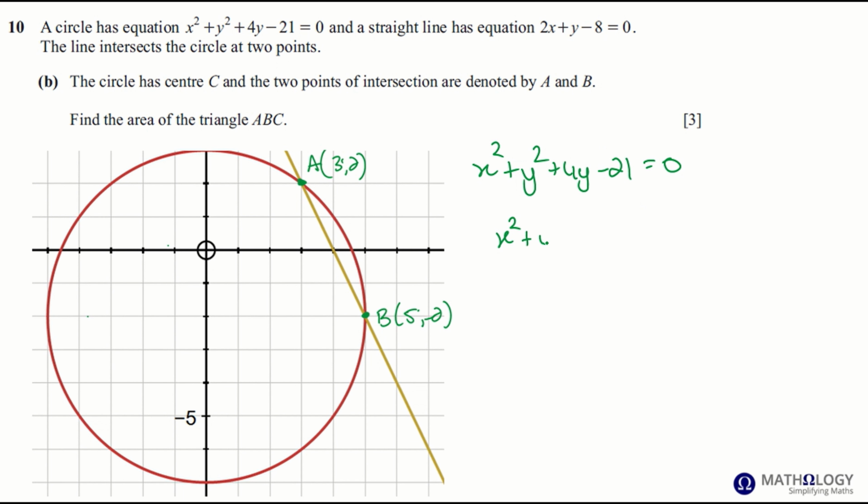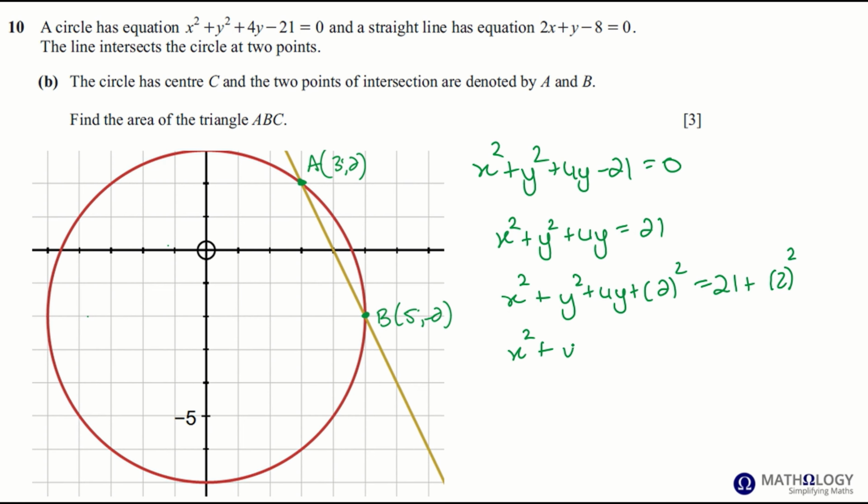So x squared plus y squared plus 4y equals 21. So we have x squared plus y squared plus 4y plus 2 squared equals 21 plus 2 squared. x squared plus (y plus 2) squared equals 21 plus 4 is 25. So the center of the circle is 0, minus 2 and the radius is 5. 0, minus 2 is our center C, and now we can find the area of triangle ABC.